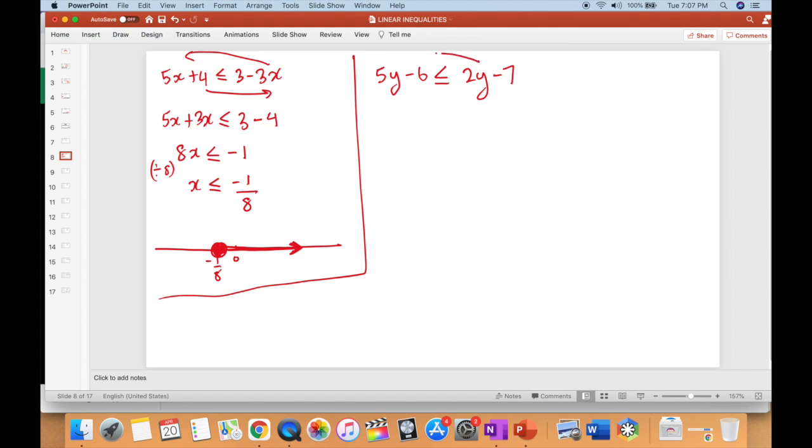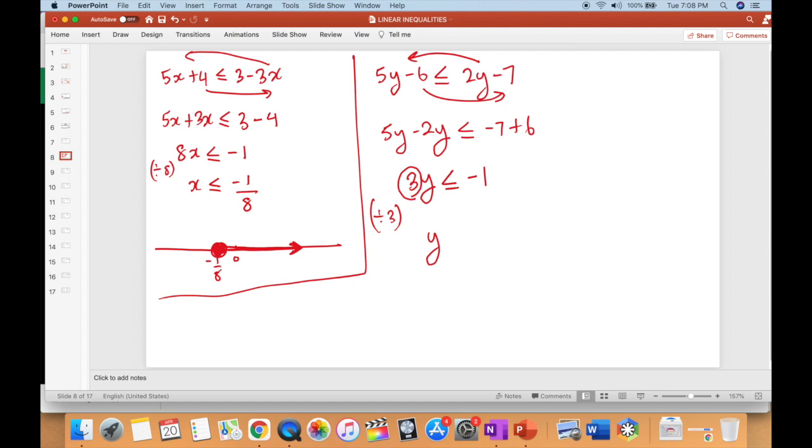Right? I'll throw across the 2y on this side, and I'll throw across the -6 on this side. So I'll have 5y minus 2y, and the sign will remain the same, -7 plus 6. So on this side, 5 minus 2 is 3y, and on this side, -7 plus 6 is -1. So again, I am dividing by 3 on both sides. This is a positive number. If this was negative, I would have to flip the sign. But this is positive, so I don't need to flip the sign.